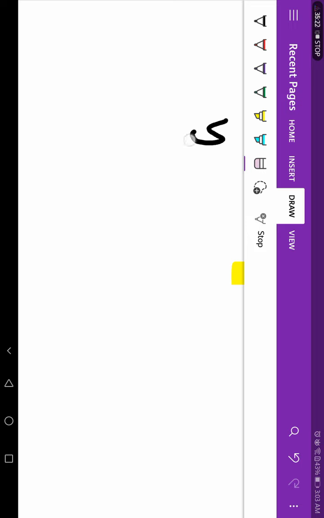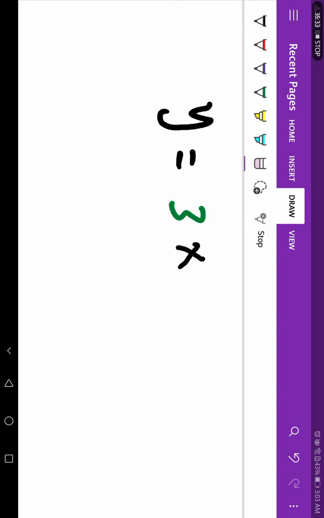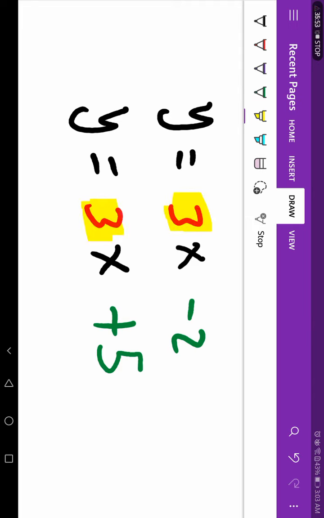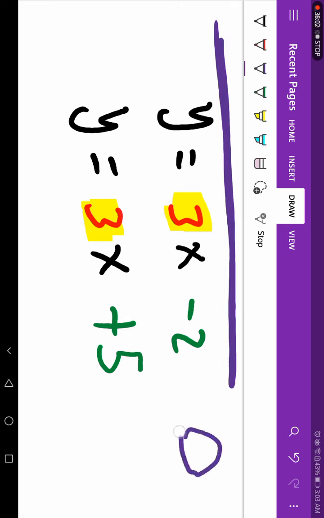Last thing, dear students, that you have to remember: if I have y equals 3x minus 2 and y equals 3x plus 5, those equations are parallel. Why? Because the slope is the same. Okay? This is a new question, my dear student, don't confuse. This is a new one.